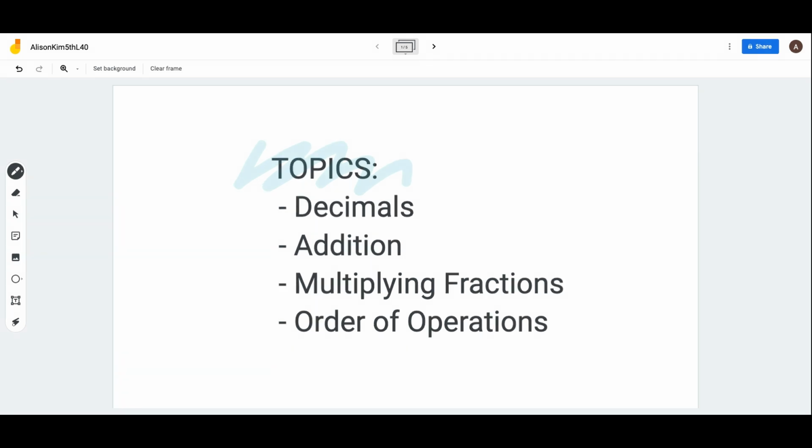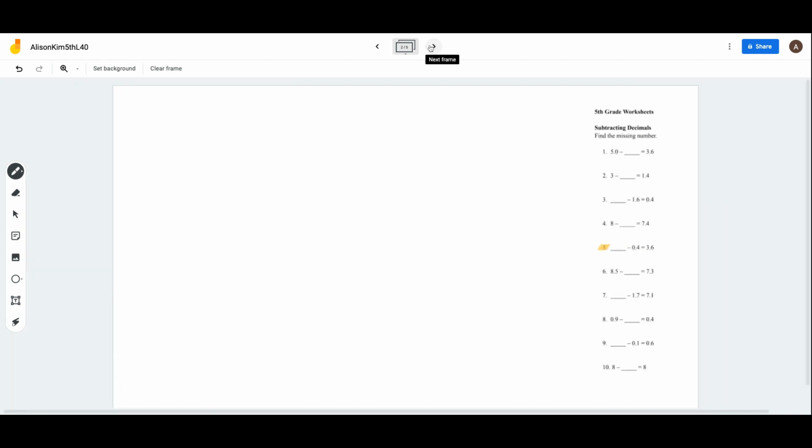Hi, 5th graders. Today's topics are actually very easy. We're going to focus on decimals, addition, multiplying fractions, and order of operations. We're going to get started with decimals, and when we say decimals, we're going to be just subtracting them.